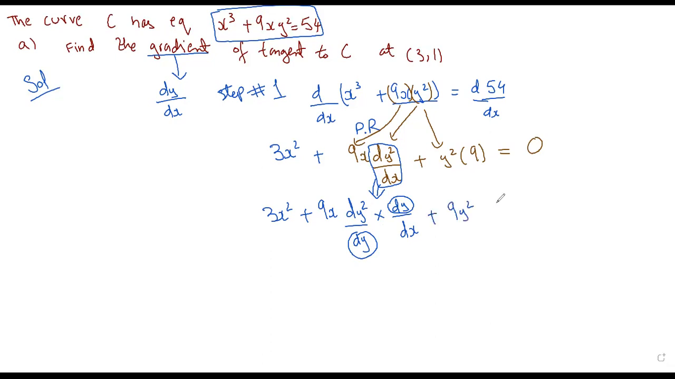This is 0, and now we have 3x squared plus 9x, and what is going to come here? What is 9x plus dy squared by dx? Sorry. 9x. Now you need to differentiate this. You need to differentiate this.